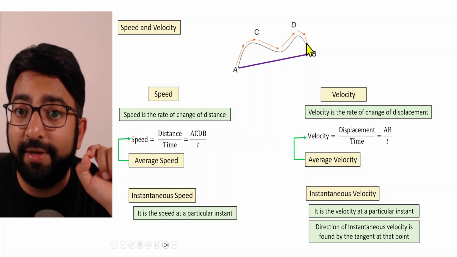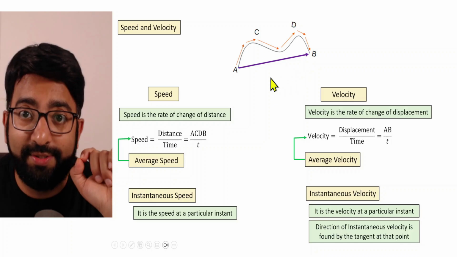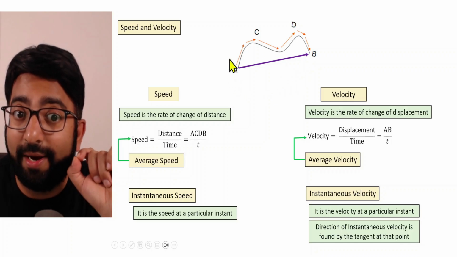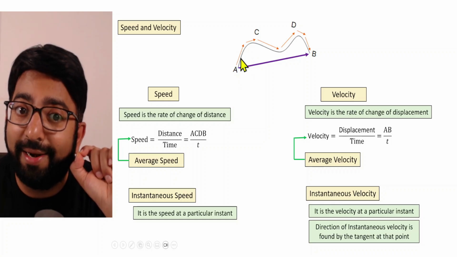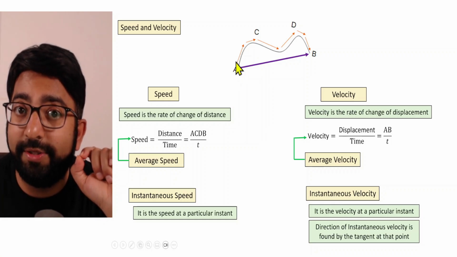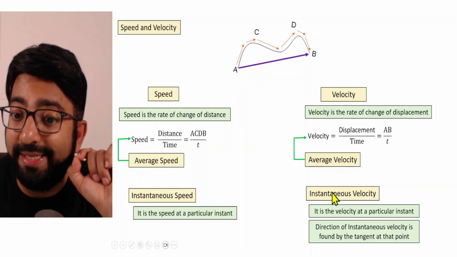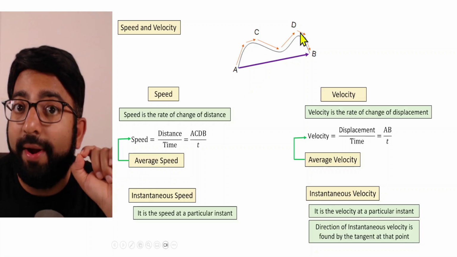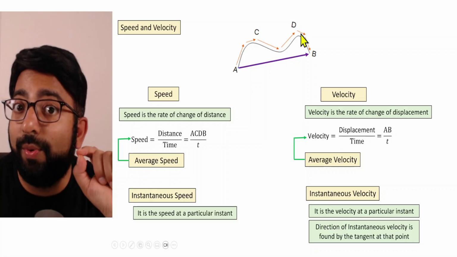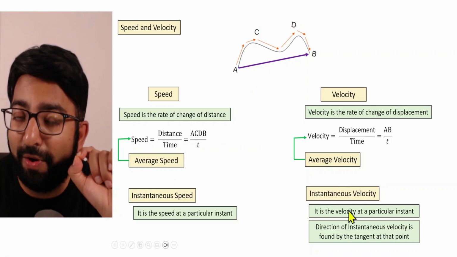For example, if we consider this path, if the question asks us to find the direction of velocity at the point A, all we need to do is draw a tangent to this path at the point A. So, this particular orange arrow will be the direction of instantaneous velocity at the point A. Similarly, you can consider any point and draw a tangent at that. That will give us the direction of instantaneous velocity.